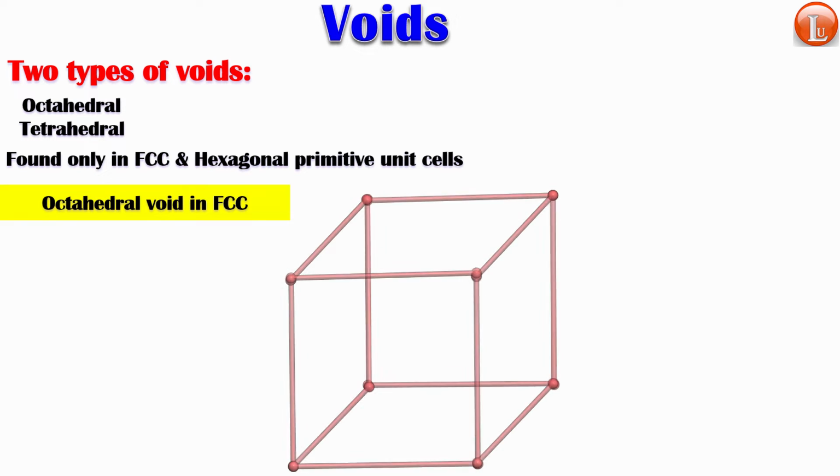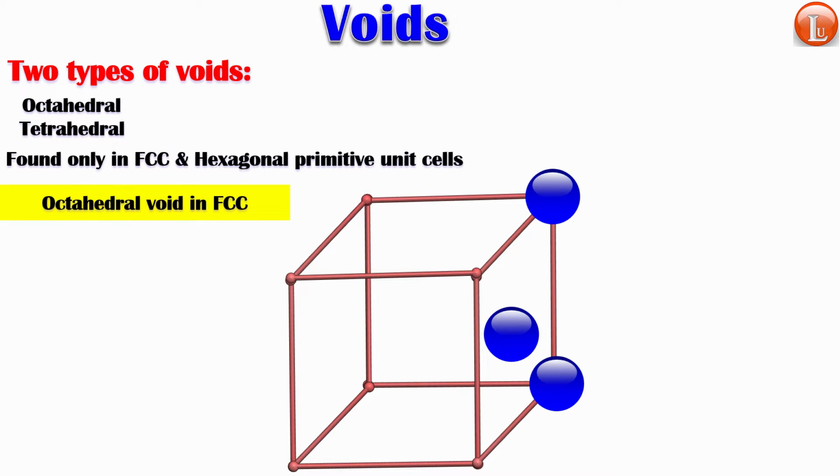Now I'm going to draw only certain atoms of FCC. There are going to be two types of atoms, blue and red. Blue are the ones which are forming the FCC, and red is the one which will be inside a void. So I'm going to draw this corner, face center, back face center, and I'm going to place a red atom at the center of the edge.